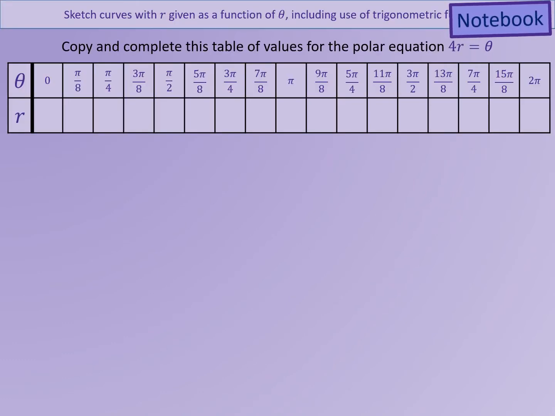We're going to plot the curve of the polar equation 4r equals theta. We're going to start off by completing a table with values of theta going from 0 to 2 pi, going up in steps of pi by 8, and calculating what r would be for each of these theta values. So using a calculator, these are the values that we get.